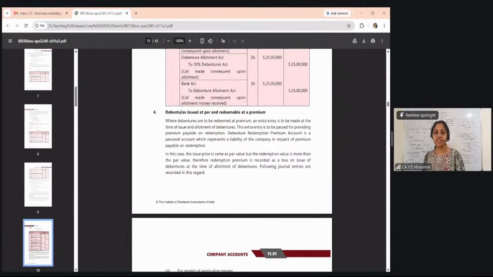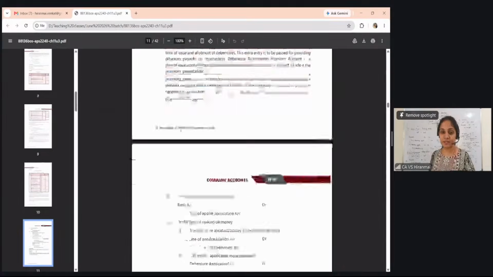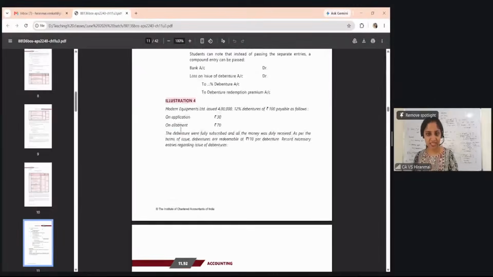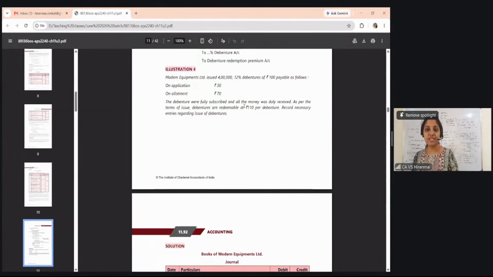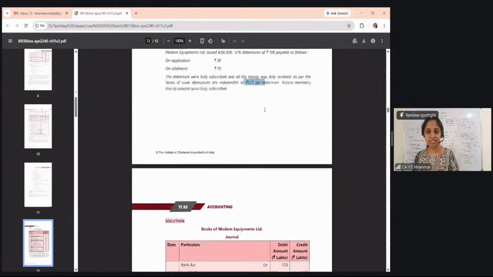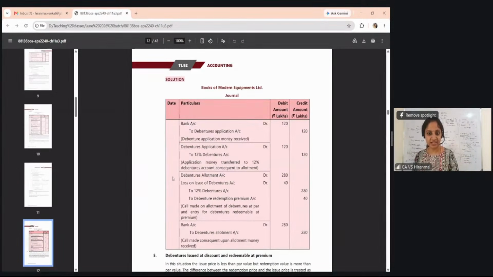Okay, see, debentures issued at par, redeemable at premium. Whatever we did in the fourth case, the same thing is coming here. They are redeemable at ₹10 extra. So for that, what are they doing? What are they doing here? Loss on issue of debentures, debenture redemption premium is coming here. The same thing. So everything else tallies, but only this they are doing the addition.